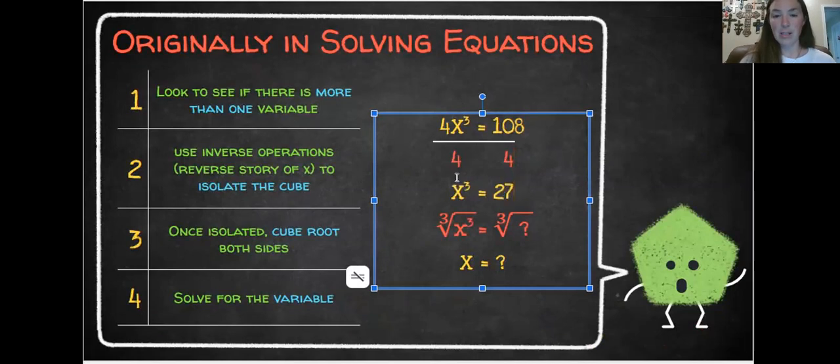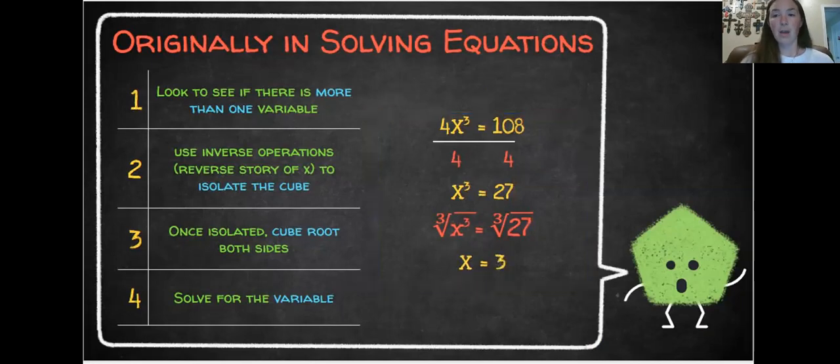Then once we've isolated that cube, now it's time to cube root both sides. So I would cube root the x cubed and I would cube root the 27. And then when we take the cube root of 27, we end up getting a solution of 3. Again, this is just a quick reminder of how we were solving algebraically, and I wanted you to see the answer to this question so that when we do it graphically, you know where the solution came from.